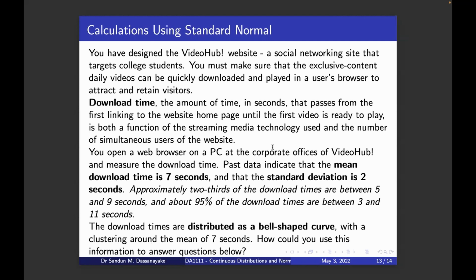That's the idea. You open a web browser on a PC at the corporate office of Video Hub and measure the download time. Past data indicate that the mean download time is 7 seconds and that the standard deviation is 2 seconds. Approximately two-thirds of the download times are between 5 and 9 seconds, and about 95% of the download times are between 3 and 11 seconds. The download times are distributed as a bell-shaped curve with a clustering around the mean of 7 seconds. How could you use the information to answer the questions below?